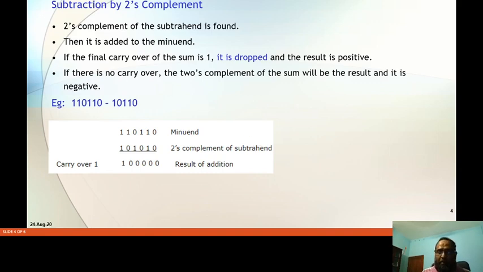In the case of twos complement, if there is a carry, the carry should be discarded or dropped, and you will be getting the answer. That is, you have to add the minuend with the twos complement of the subtrahend, and if there is a carry, that carry is to be discarded or dropped, and the answer is the difference of the two numbers.